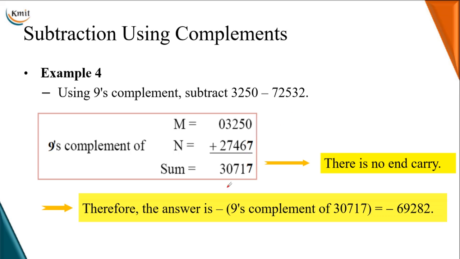When this is added to the positive number, the summation result doesn't generate an end carry, which signifies the result is itself in 1's complement. To obtain the actual difference, assign a minus sign and obtain the 9's complement of this summation. 9 minus 3 is 6, 9 minus 0 is 9, 9 minus 7 is 2, 9 minus 1 is 8, 9 minus 7 is 2. So this is your negative difference between the two given numbers 3250 and 72532.